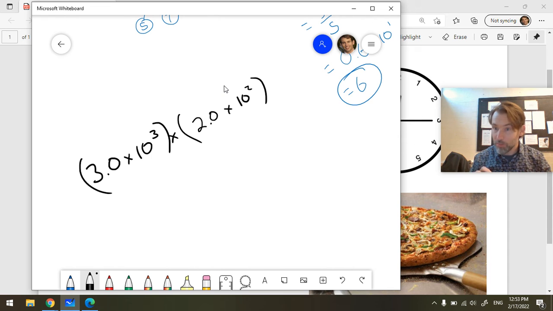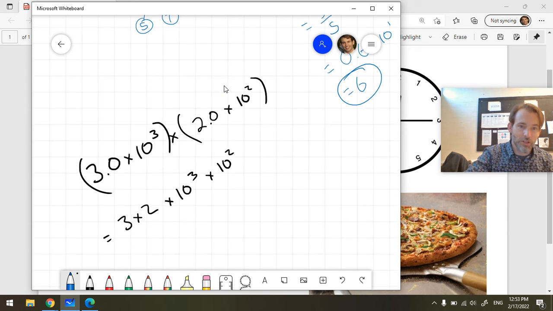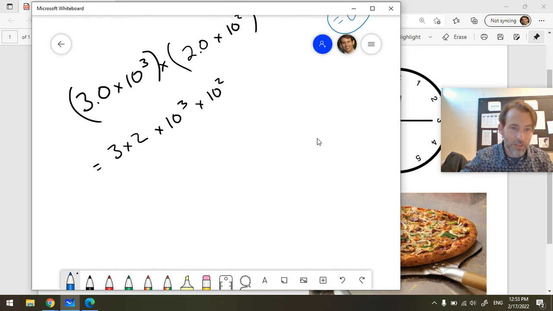It doesn't matter what order I multiply these things in, because multiplication doesn't care about order. So I could write this as 3 times 2, and that's easy to do. That's 6, times 10 to the 3 times 10 to the 2. I'll group these. All right, let's just flip over our color because we're going to start changing things now. 3 times 2, this is still equal to 6 times 10 3 times, times 10 twice.